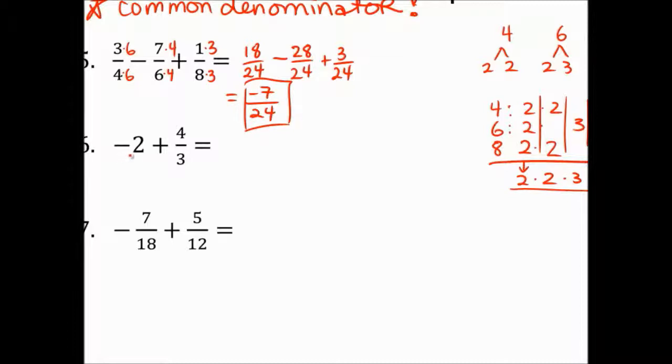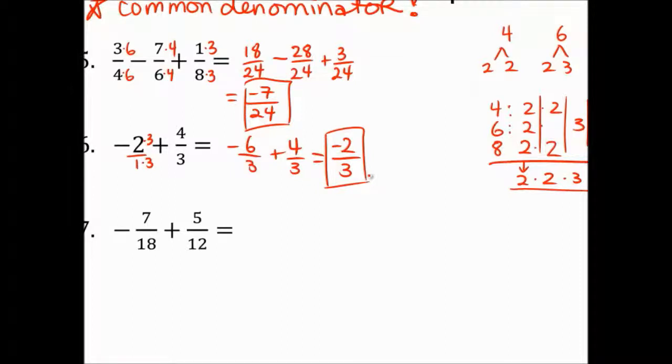Alright, next we've got negative 2. Remember, you can write it over 1. Common denominator for 1 and 3 is 3 because 1 can be turned into a 3 by multiplying by 3, giving us negative 6 over 3 plus 4 over 3. Combine the numerators. Negative 6 plus 4 is negative 2 over 3. No common factors, so we can leave it.